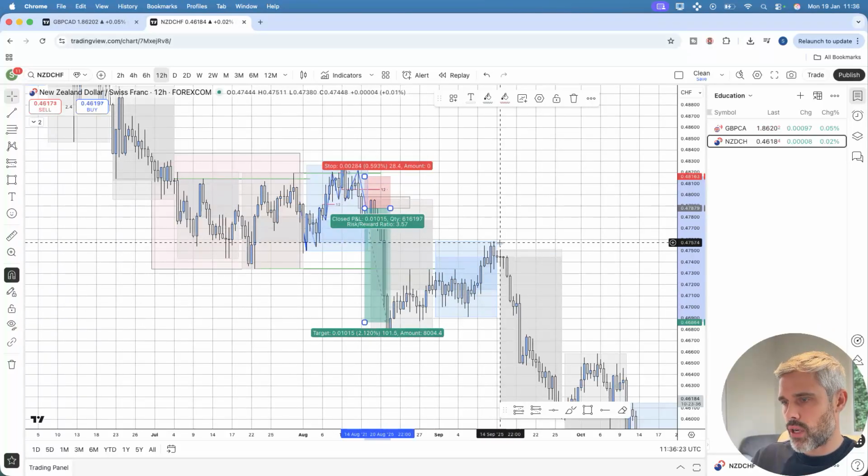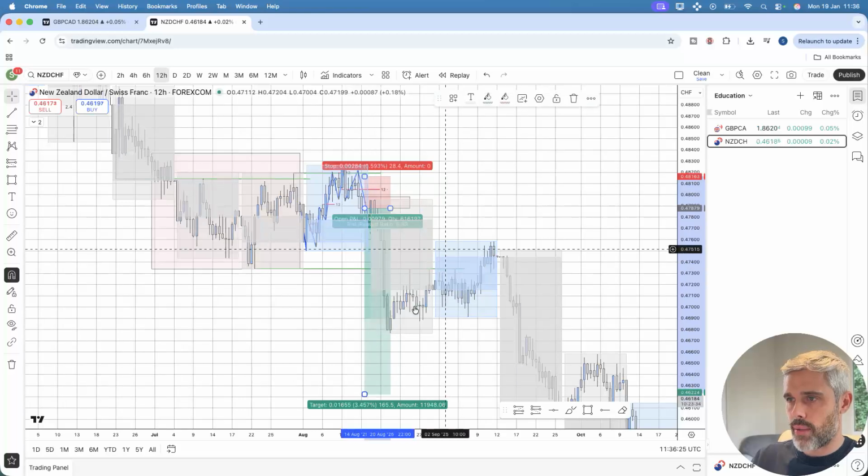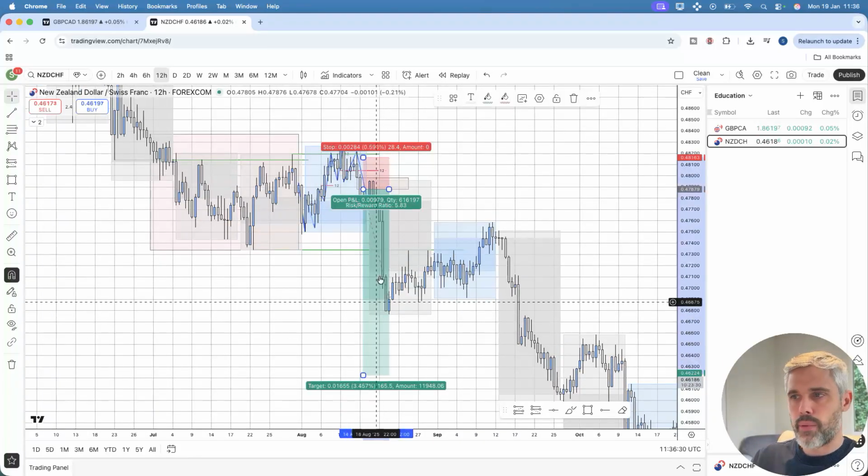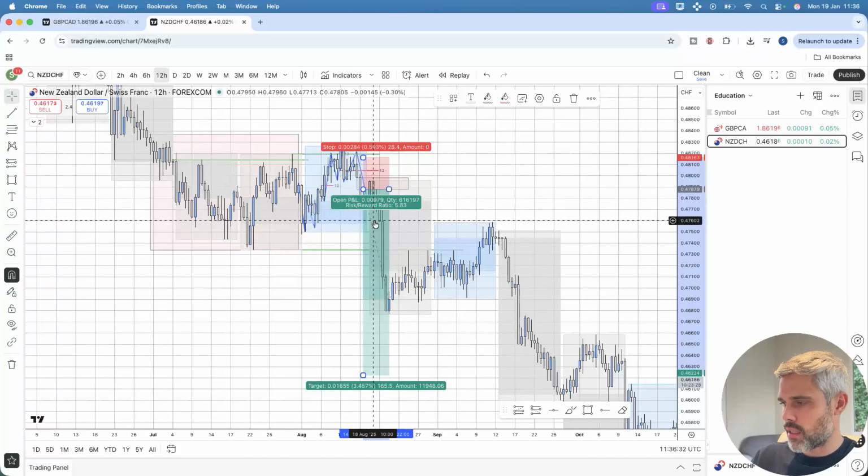And then price does retrace and eventually trades even lower. So you get much, much bigger swing position targets if you want to hold beyond that initial surge in price action.